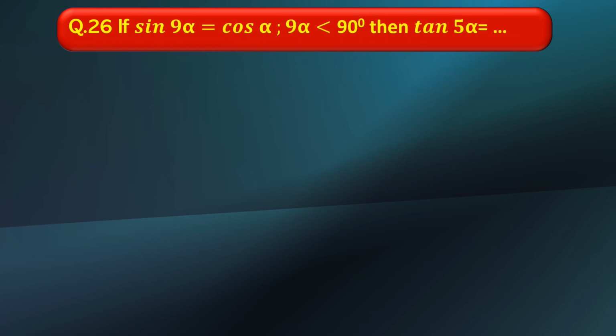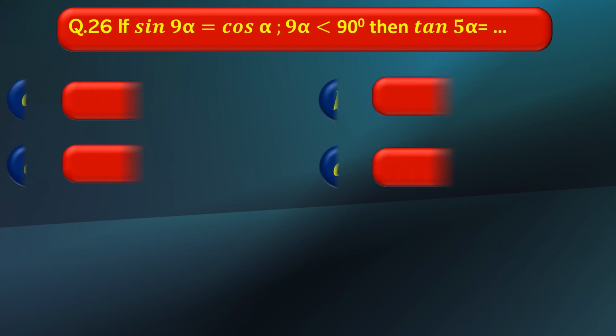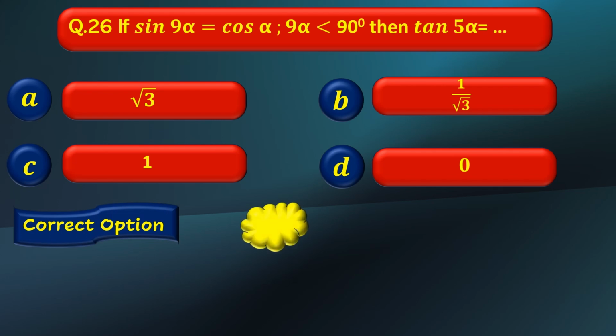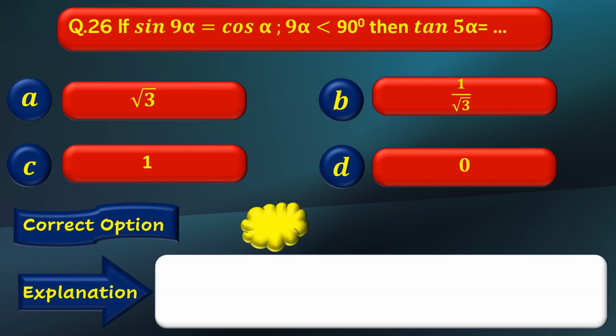Question number 26. If sine 9 alpha is equal to cos alpha, where 9 alpha is less than 90 degrees, that is 9 alpha is in quadrant 1, then tangent 5 alpha is equal to. And the options are. Let's find out which one is the correct option. But before that, we explain it. We are given sine 9 alpha is equal to cos alpha.